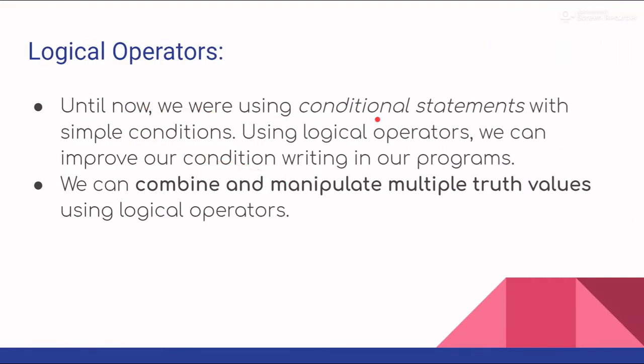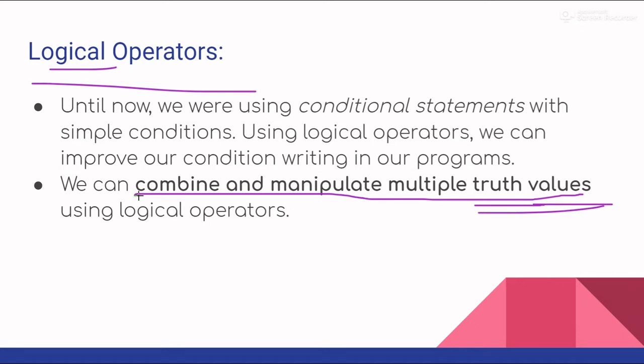So until now, we were using conditional statements with just simple conditions like 2 is equal to 2, 3 equal to 3, 2 is greater than 3, etc. Now using logical operators, we can improve our condition writing in our programs. We can combine and manipulate multiple truth values using logical operators. So we are basically working with truth values using logical operators, right? So how do we actually combine and manipulate truth values using logical operators? Let's see.